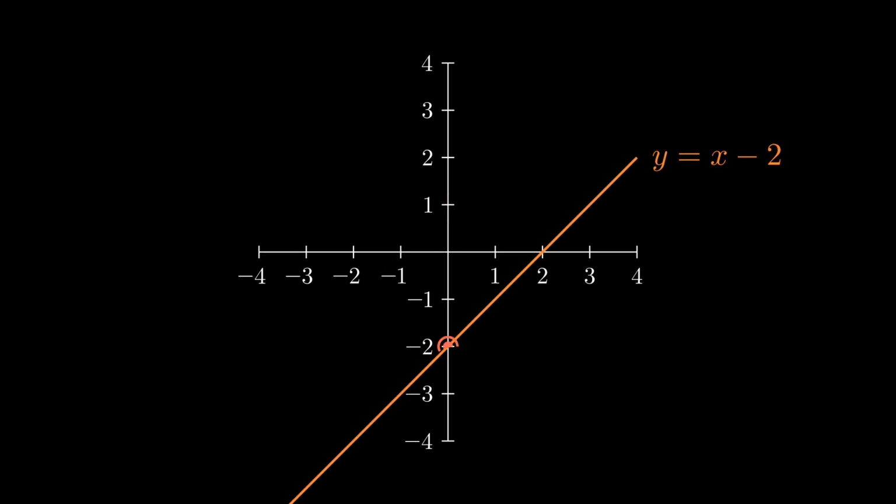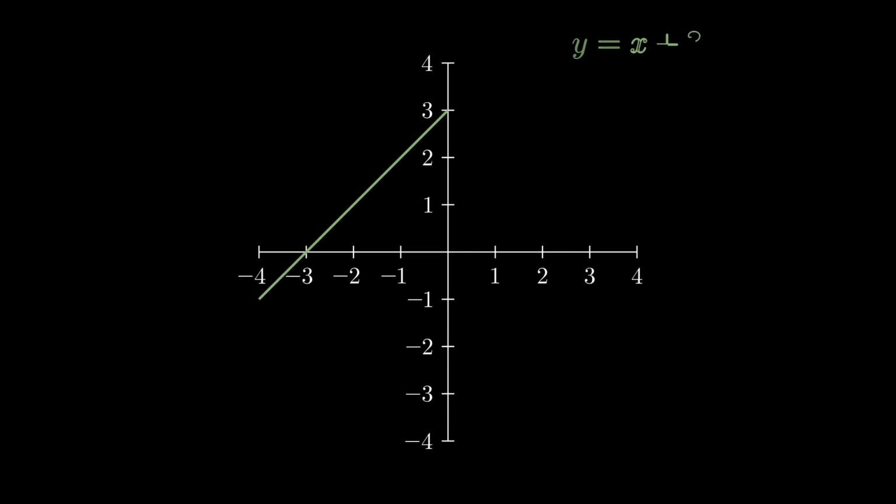Next, for y equals x minus 2, the y-intercept is negative 2, meaning the line crosses the y-axis at 0, negative 2. Finally, if we look at the line y equals x plus 3, the y-intercept is 3, so it crosses the y-axis at 0, 3. No matter what the slope is, the y-intercept will always show where the line meets the y-axis on the graph.